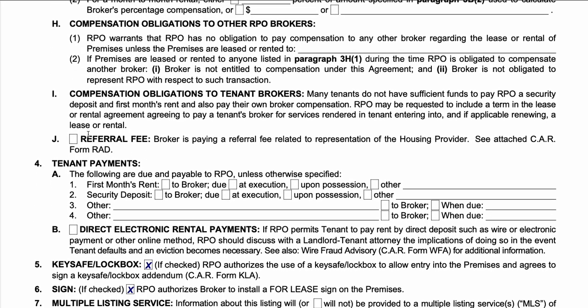And now there's this referral fee section. If this client of yours, this lease listing client was referred to you, check this box. Should you do the RAD form? I say no. I have a whole separate video on why I do not do the RAD form. But you should disclose if you're paying out a referral fee. That's a whole separate topic. I have a whole other video on it.